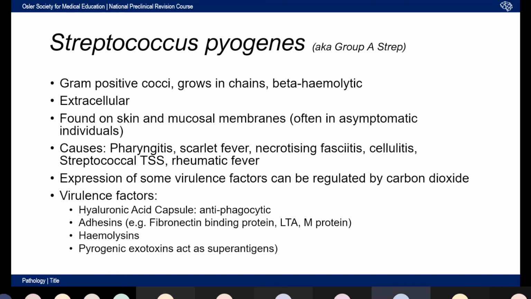And some of the important virulence factors of this pathogen are the hyaluronic acid capsule, which is antiphagocytic, the adhesins, hemolysins, so the toxins that kill cells, and then also pyrogenic exotoxins that act as superantigens, so cause a massive inflammatory response.